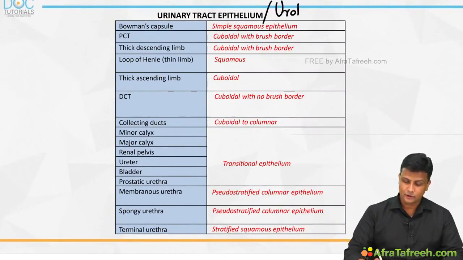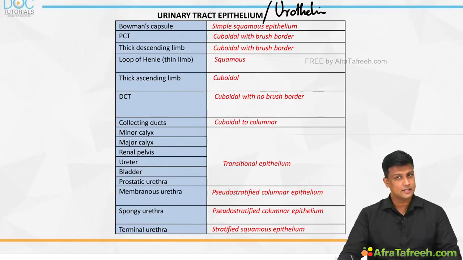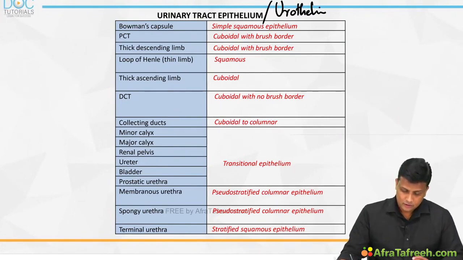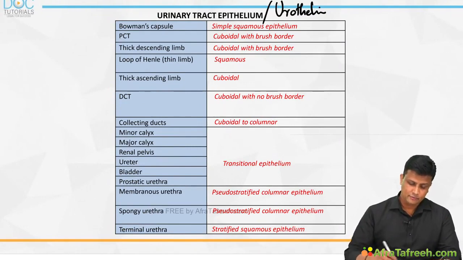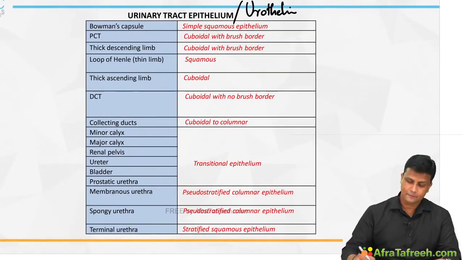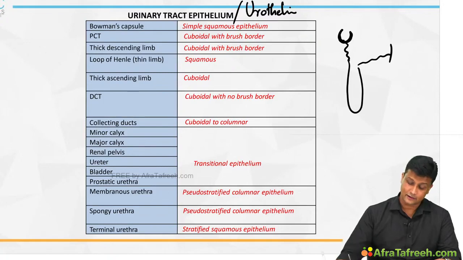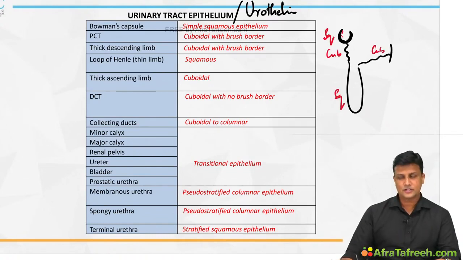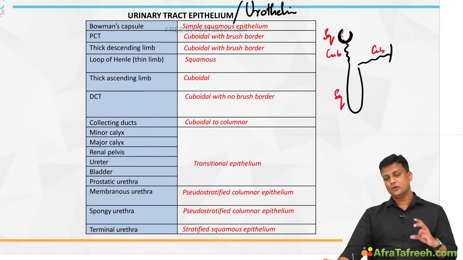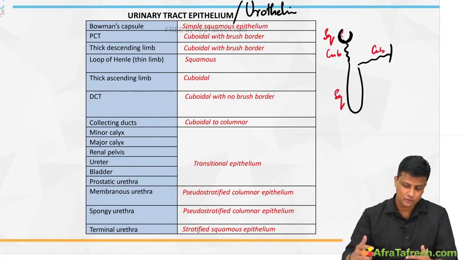Urinary tract epithelium or urothelium was recently asked in the AIIMS exam, you have to remember this one. Bowman's capsule, PCT, loop of Henle and DCT. Remember, it is alternating here. Bowman's capsule, then PCT, the loop of Henle, and then DCT and collecting duct. In the Bowman's capsule, it will be simple squamous epithelium. PCT again will be cuboidal. Loop of Henle again squamous. DCT and collecting duct again cuboidal. So it's alternating, guys. Squamous, cuboidal, squamous, cuboidal. Try to remember like that.